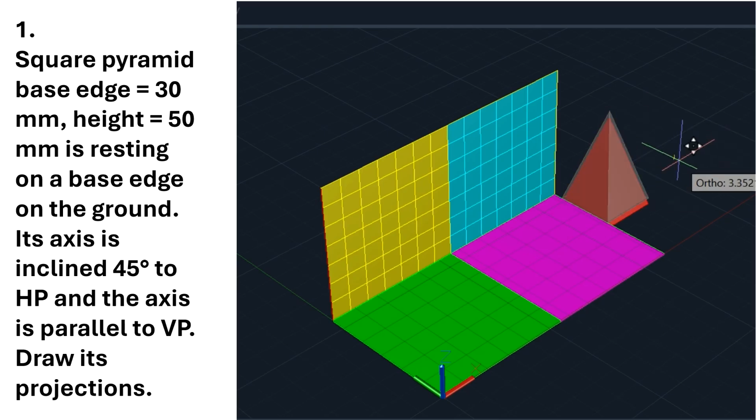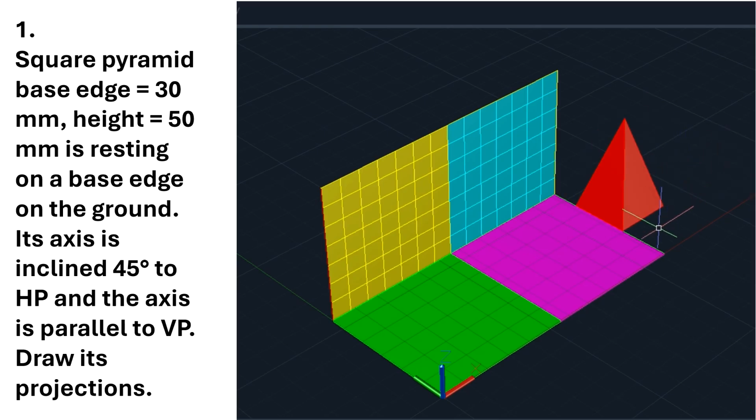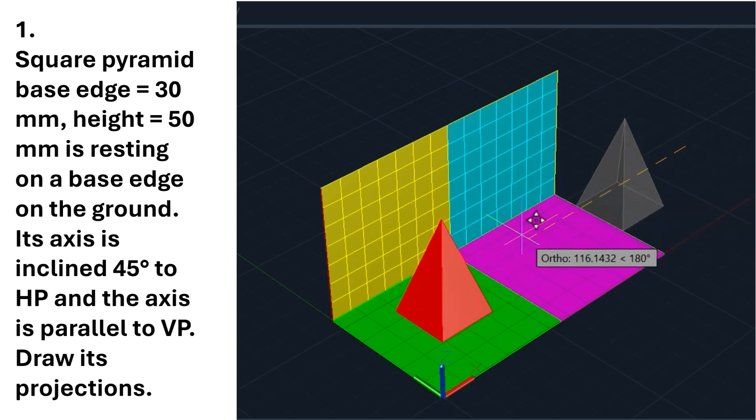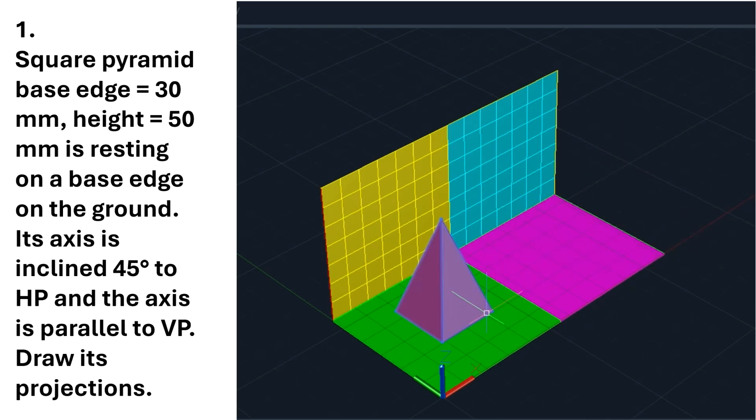Initially, the final position is like this: the axis is making 45 degrees to the horizontal plane. In order to get the final position, I first need to draw the projection of this solid in the simple position. So this is the first position, the simple position. As usual, you place the solid in the simple position, draw the top view first and then draw the front view.